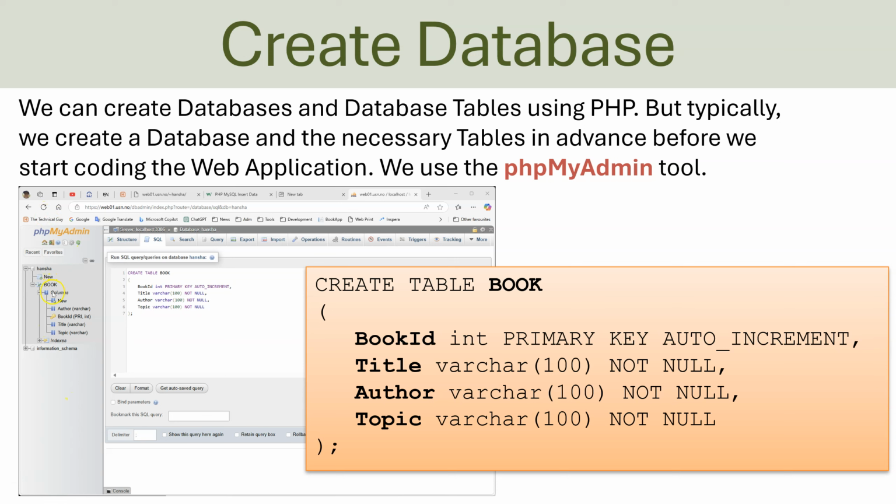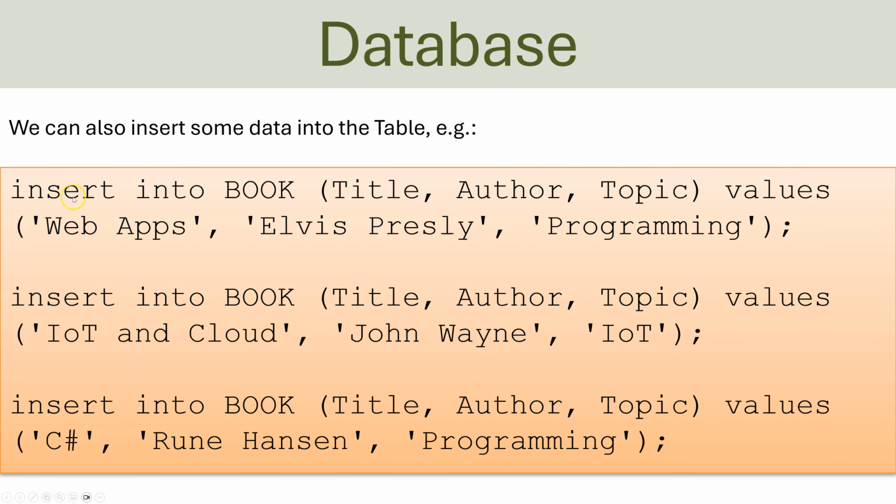Then we are going to create a simple example with a book table containing a book ID, title, author, and topic. So it's a simple table with 4 columns. And after we have created the table, we typically also need to insert some data. So we just run some insert queries for inserting some dummy books into the database.